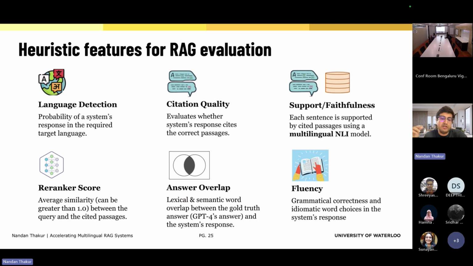Answer overlap, which computes the overlap between the GPT-4 answers and the system response. In our case, since we didn't have any gold truth for the answer, we are using GPT-4's answer as the reference. And lastly, we also compute fluency as a metric.